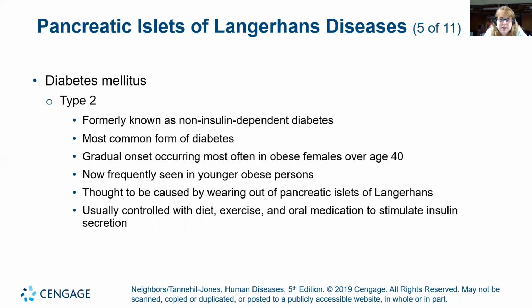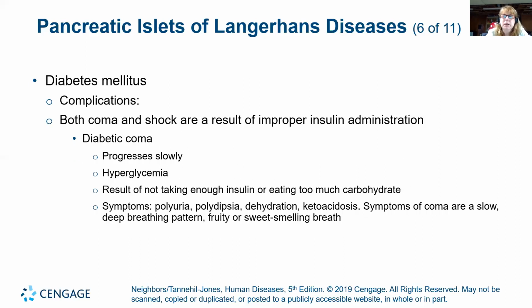When a person is diagnosed with this, they first try to control it with diet and exercise, and then they usually try oral medication to stimulate insulin. If the insulin levels cannot be adjusted and monitored with diet and with oral pills, that's when they will go to insulin, okay?